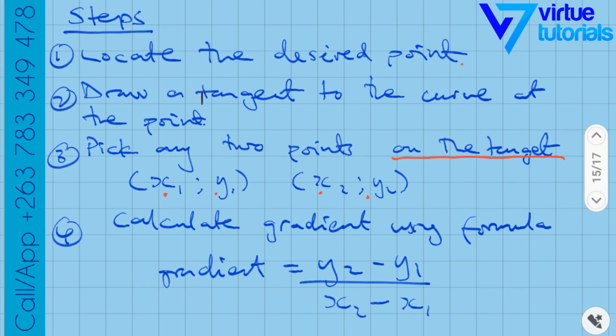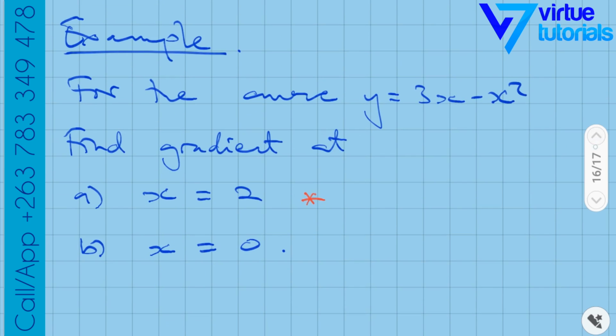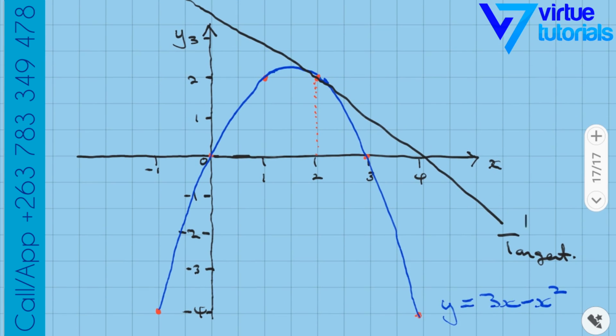Locate the desired point, draw a tangent to the curve at that point. You then pick any 2 points on the tangent itself. This is our tangent. We pick any 2 points on that tangent. So I'm going to use red. The first point is this one, and then the second point is that one. So the 2 points I marked with red.